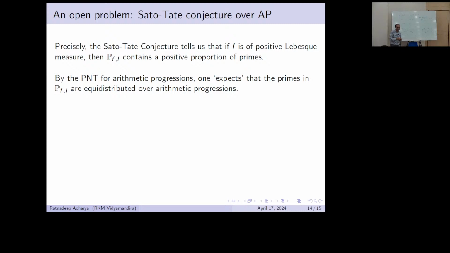Now the limit exactly exists. C is positive. So if I is of positive Lebesgue measure, then C_I is positive. So roughly we can say that asymptotically these primes are of positive proportion. They have some positive density.